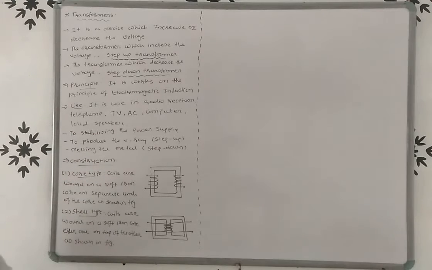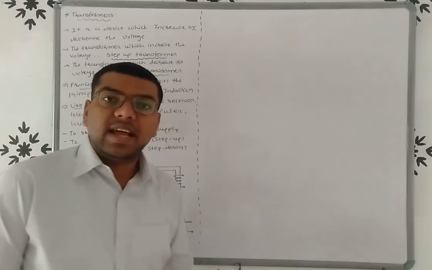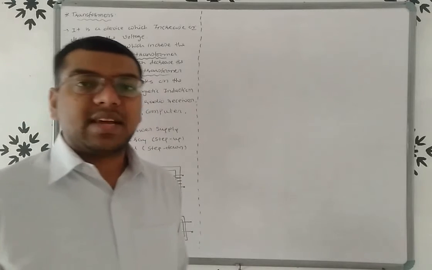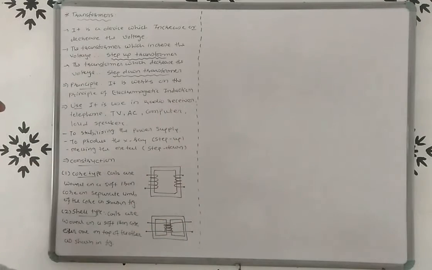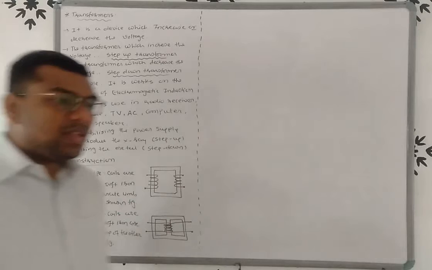To stabilize the power supply, then the step up transformer is used to produce X-rays, and for melting the metal, the step down transformer is used.